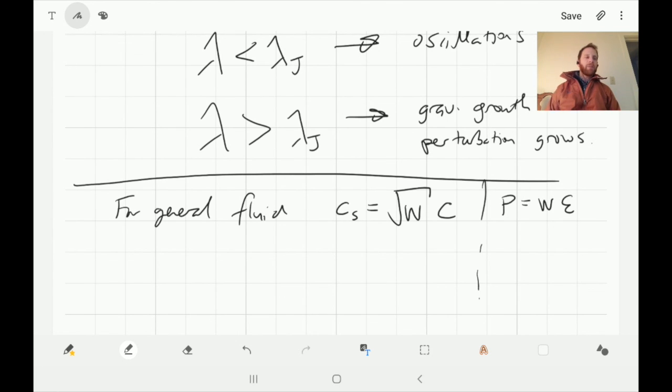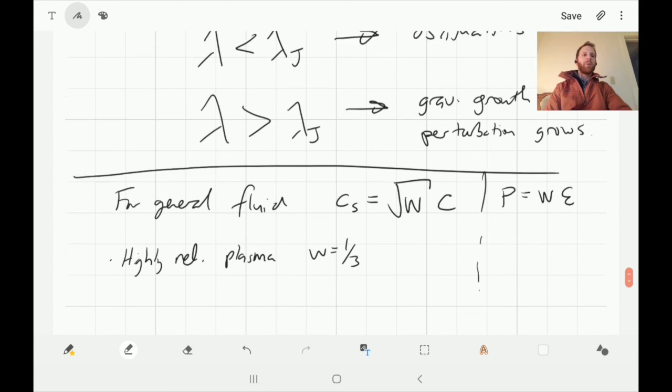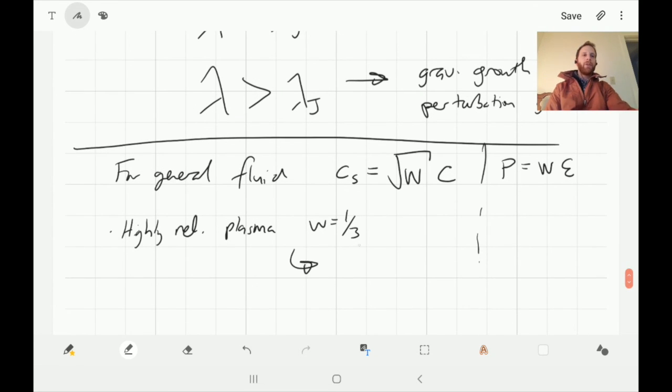For a highly relativistic plasma, remember what we had found for photons, the equation of state parameter W was 1/3. And so what that means is that the speed of sound that you would get would be 1 over the square root of 3 times c. So actually still quite fast. Not quite the speed of light, but if you had a highly relativistic plasma, then sound waves would travel at roughly half the speed of light.